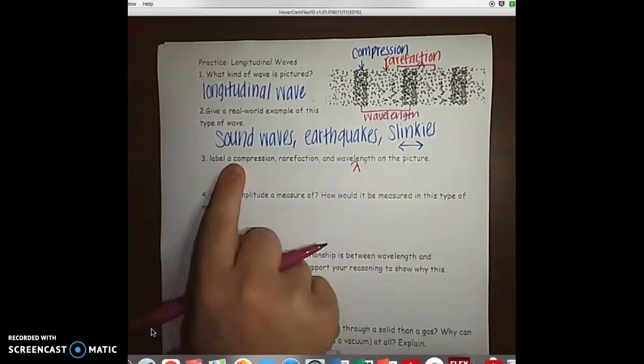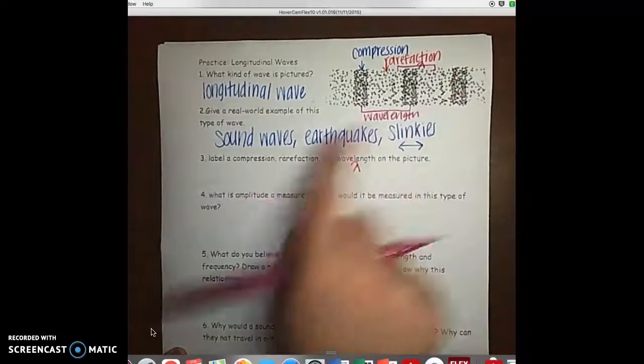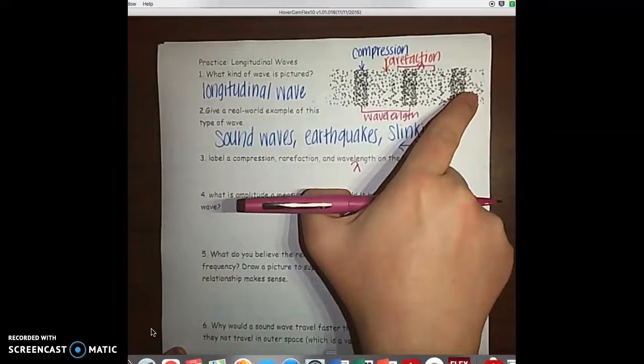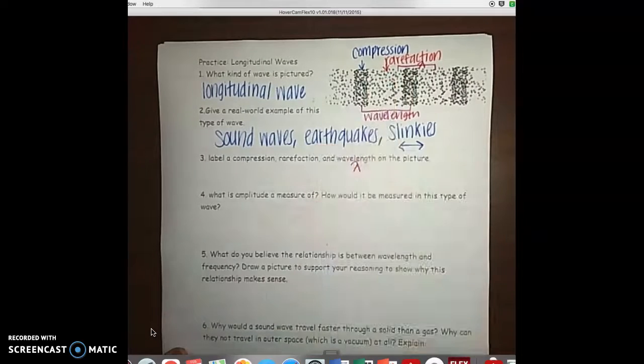So I've labeled my compression, which is the close particles. So I've got 3 compressions. And it says label the rarefactions. I've labeled the rarefactions, and then the wavelength, which is compression to compression or rarefaction to rarefaction. Number 4 says, what is amplitude a measure of?